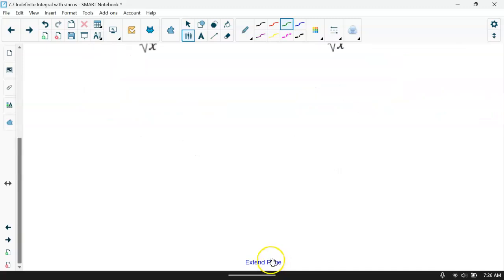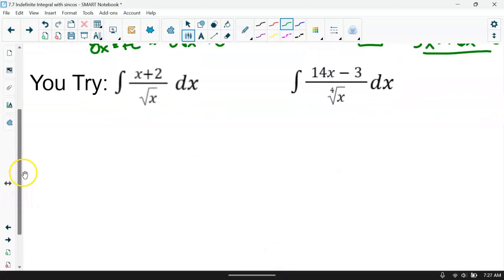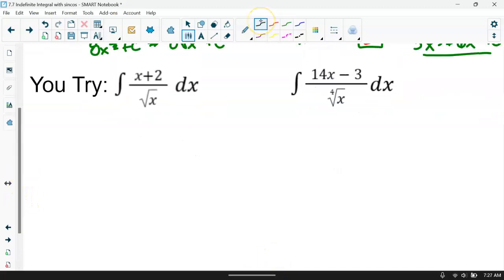And so for the first one here, you should have, after rewriting and simplifying, because this is x to the first power and this is x to the 1/2 power, or 2 over 2. So this becomes, we're going to find the integral of x to the 1/2 plus 2x to the negative 1/2, because again, no x here in the denominator. So now here we find our integral.